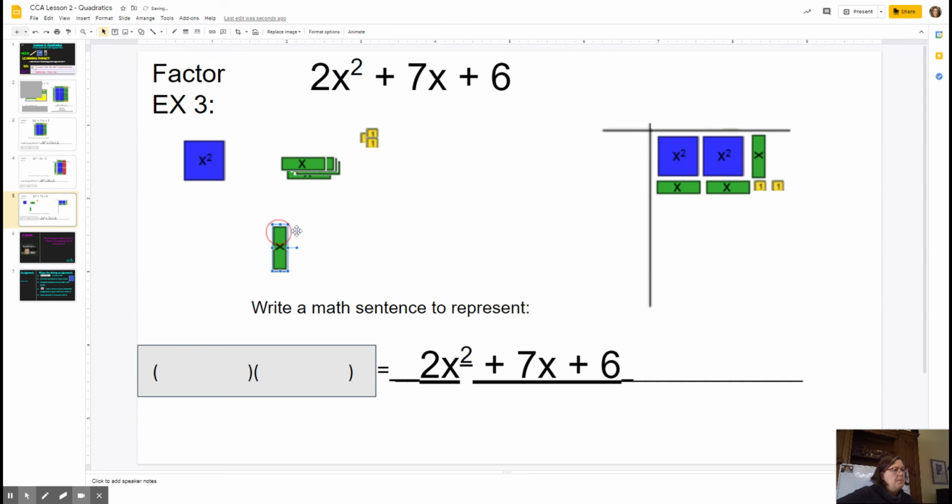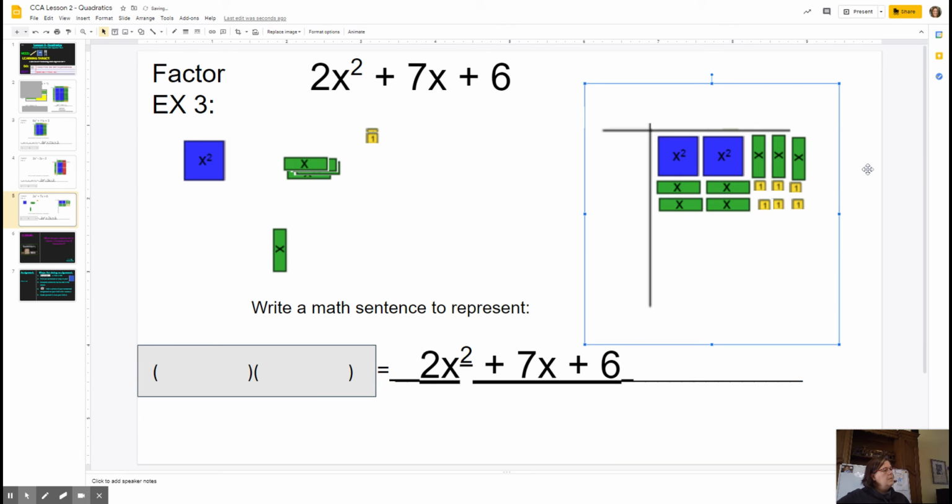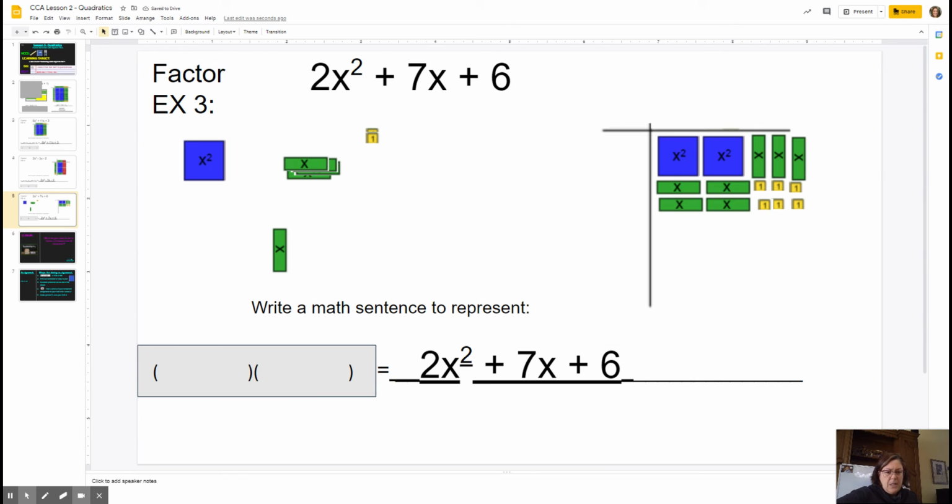Let's see what happens here. So it's a rectangle, but I still don't have my 6. So let's see, will it work if I do this? Let's see. Dragging and dropping, right? Piles of tiles. All right. Does that make a rectangle for what we have?